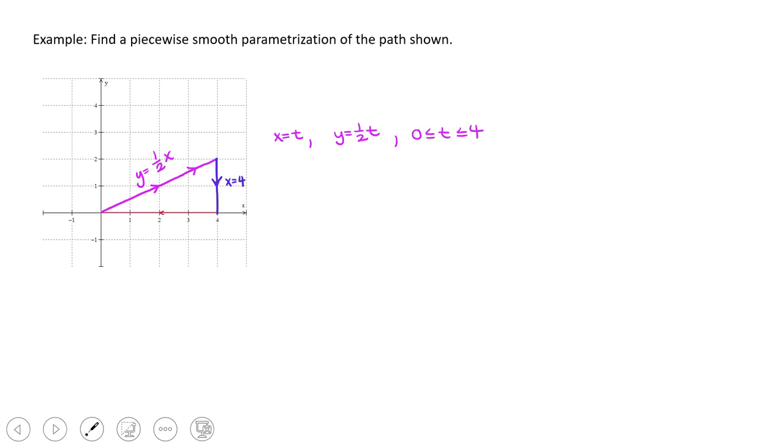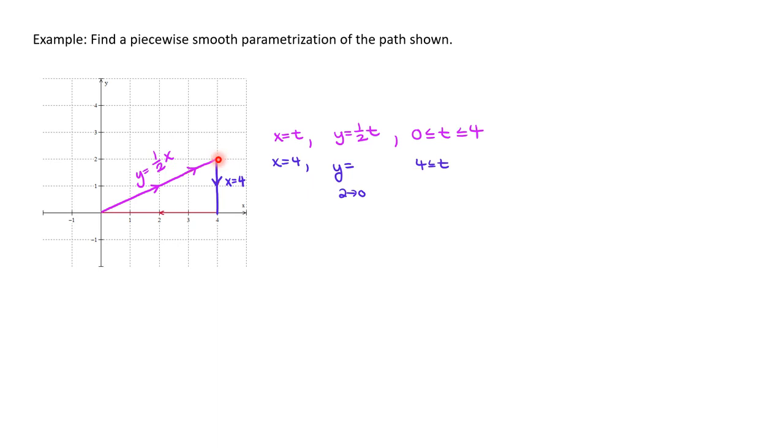Now, the next thing this path does is it goes down that vertical line x equals 4. And so let's write parametric equations for that piece. The x values are always 4, and the y values are changing. Now, if I'm trying to come up with one piecewise function that describes this path, I really want this blue part, the x equals 4 line, to start at the time that the purple path ended. So I want this blue path to start at t equals 4.